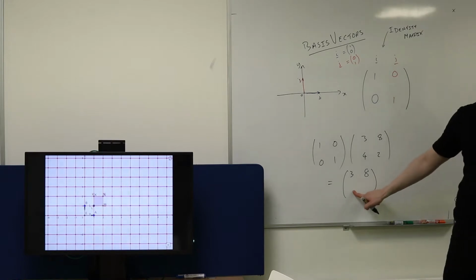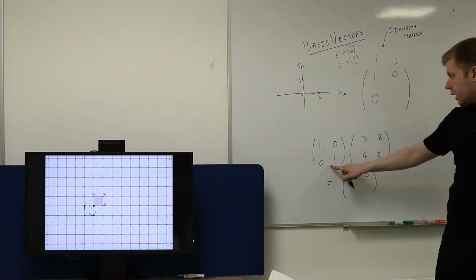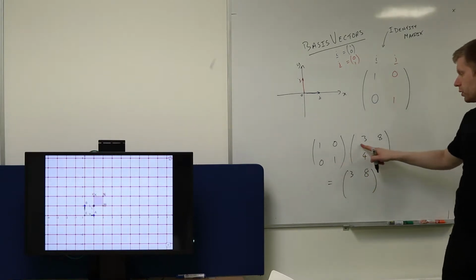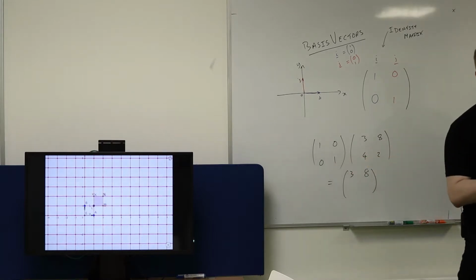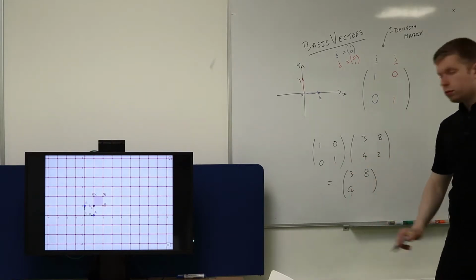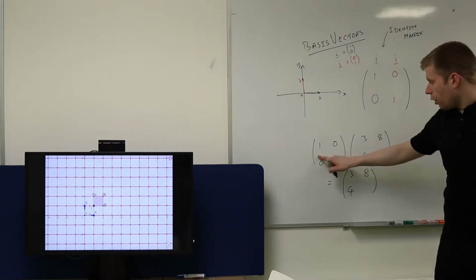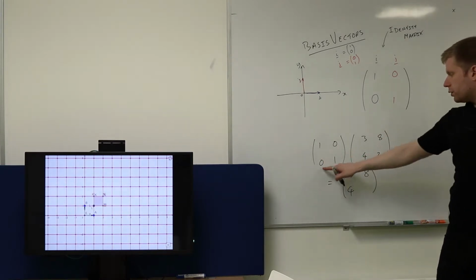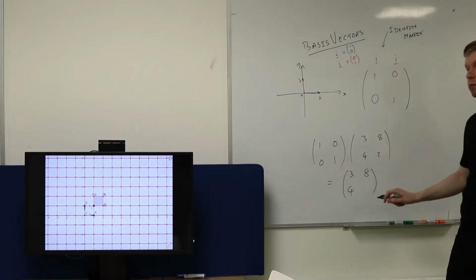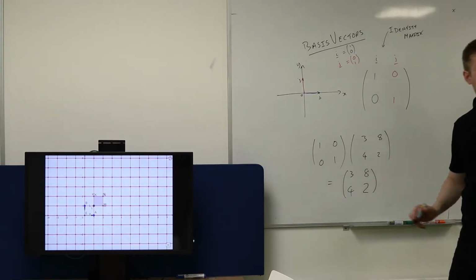This element here would be second row, first column. Second row, first column. 0 times 3 plus 1 times 4 is 4. And then this element here would be second row, second column. Second row, second column. So 0 times 8 plus 1 times 2 is 2.